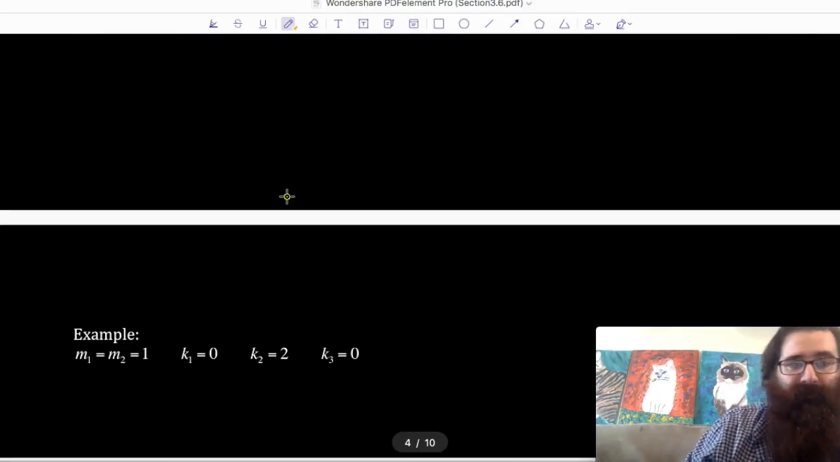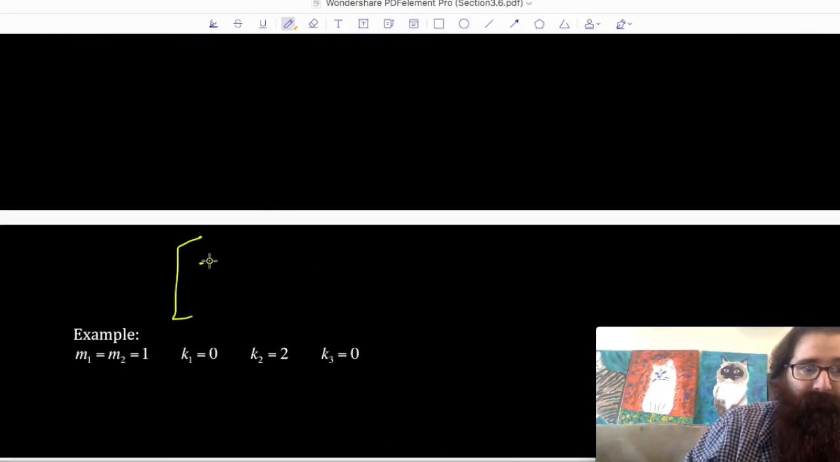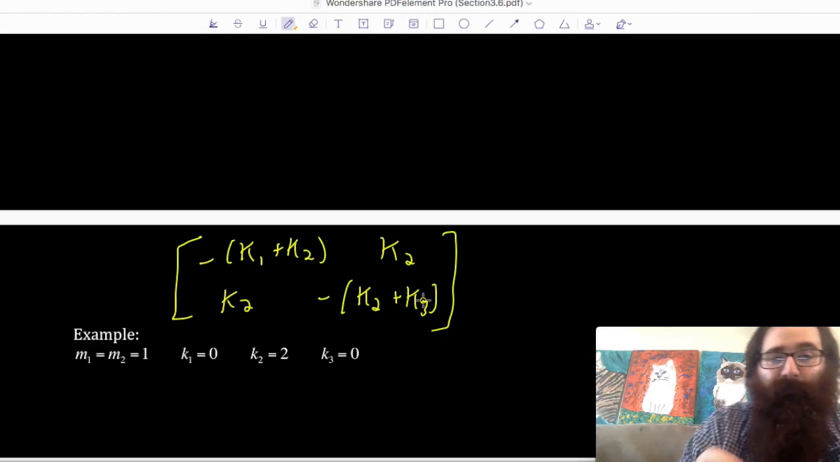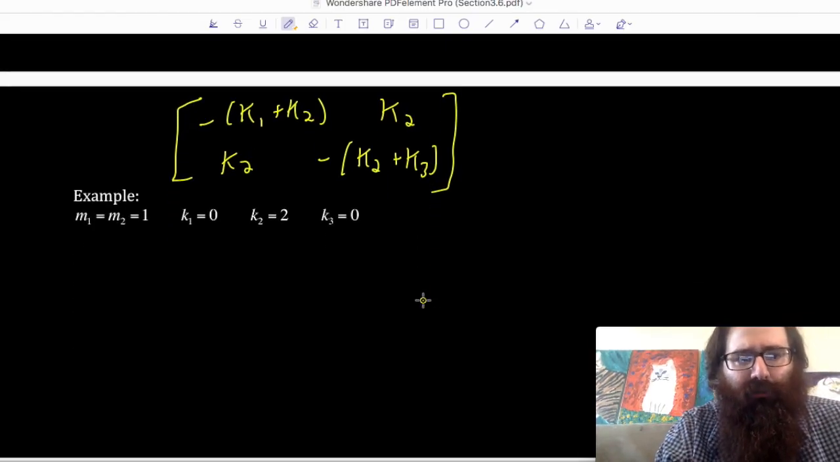Let me jot this down real quick so we have it to reference. Negative K1 plus K2, and then we had K2, and then down here we got K2, and we got negative K2 plus K3. And this first example is going to be very interesting. So right away, mass M1 and mass M2 carry values of 1, so I don't have to worry about dividing anything in my stiffness matrix, which is good. But I want you to notice that K1 and K3 are 0 and K2 is 2.